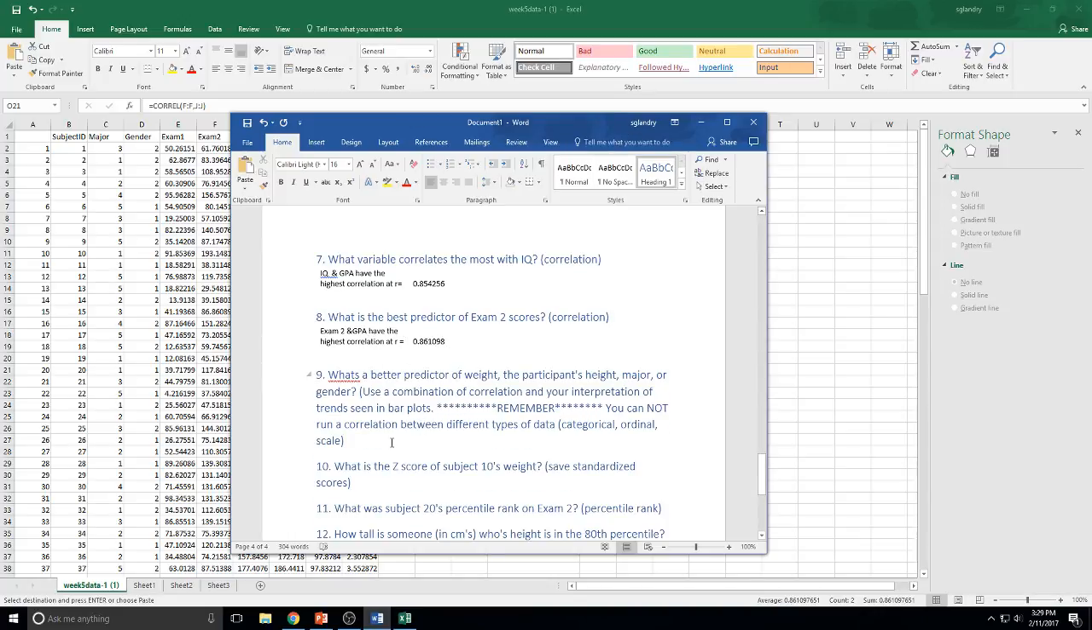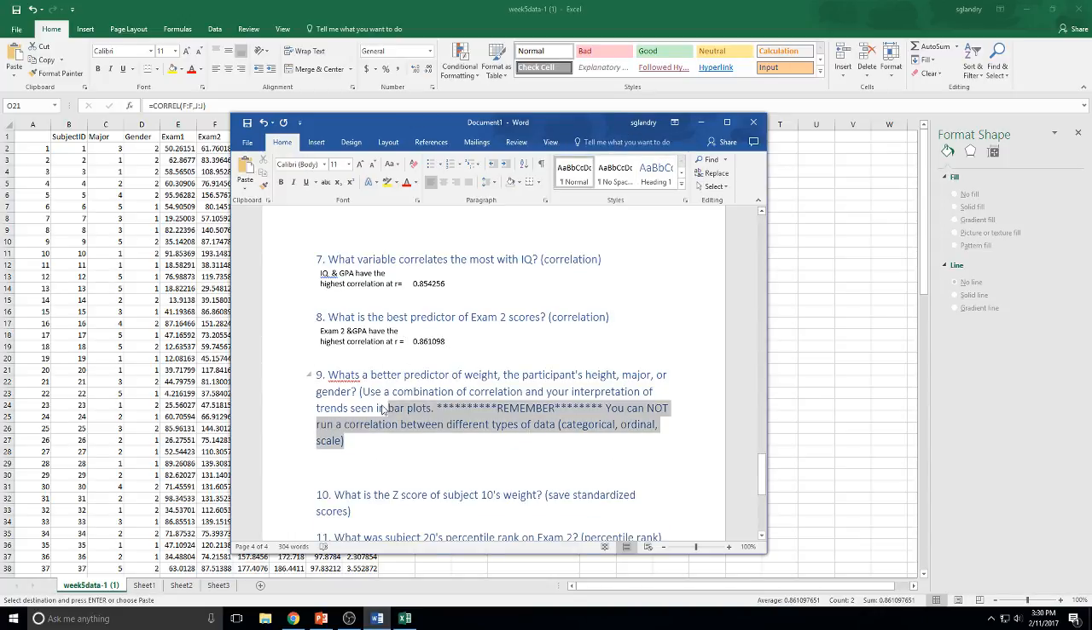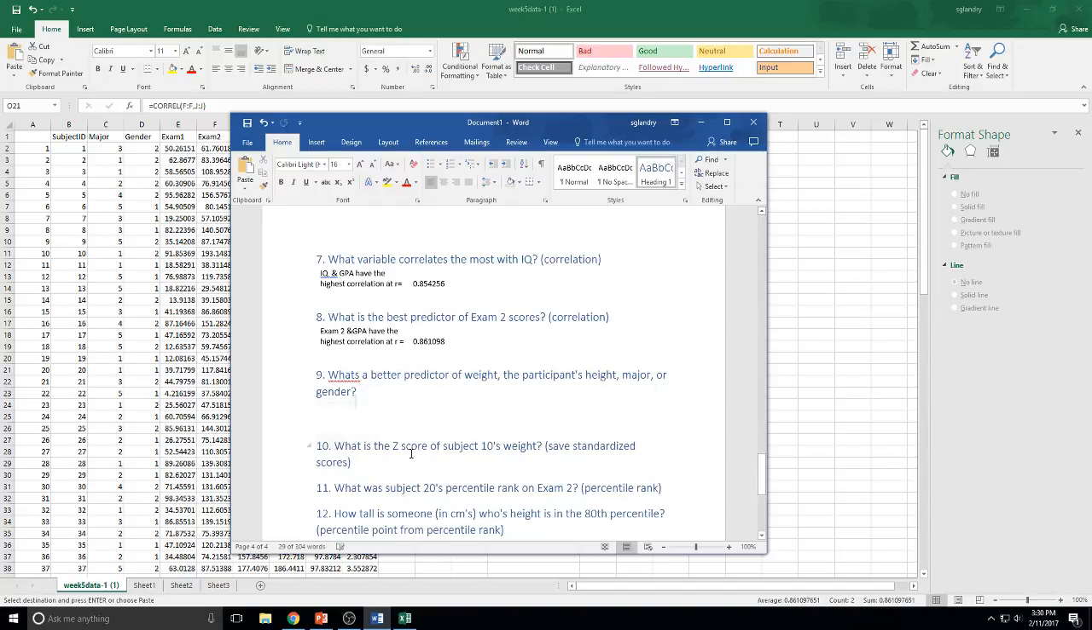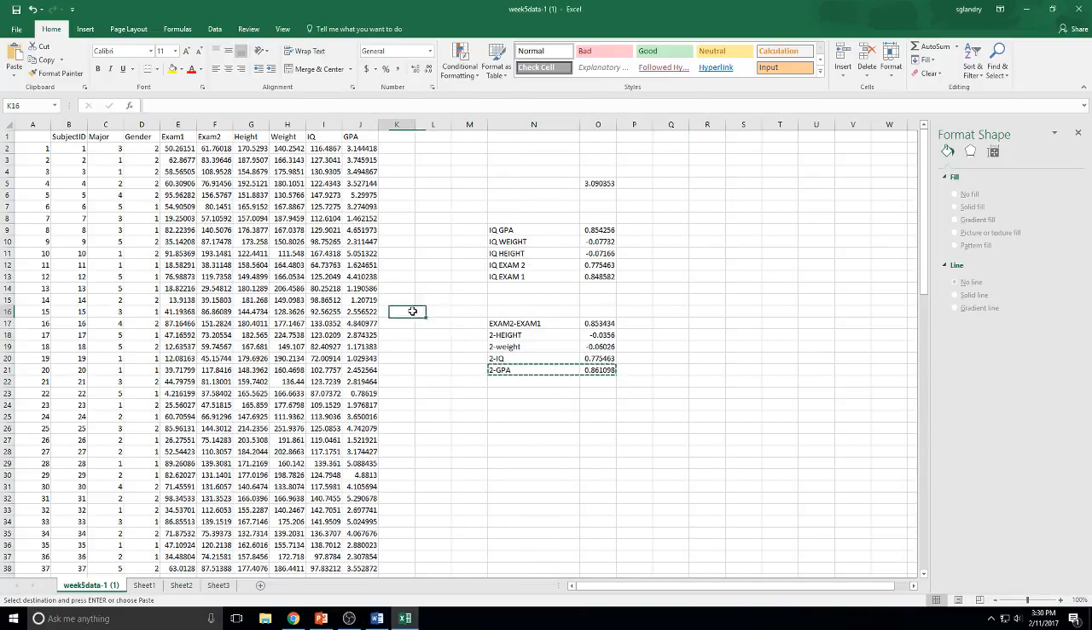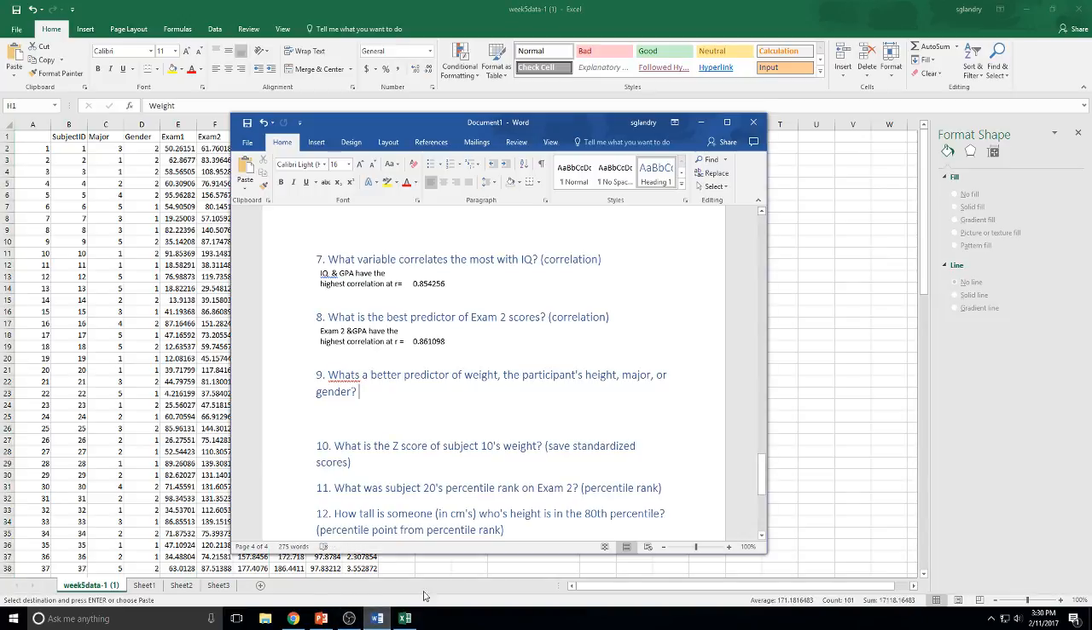Cool. Alright. What's a better predictor of weight? Participant's height, major, or gender? Use a combination of interpretation of trends seen in bar plots. You can run a correlation. Yeah, we already talked about that. Alright. So what's the best predictor of weight? Height, major, or gender? Alright. Weight. We got weight.